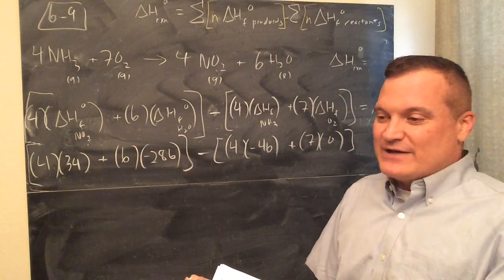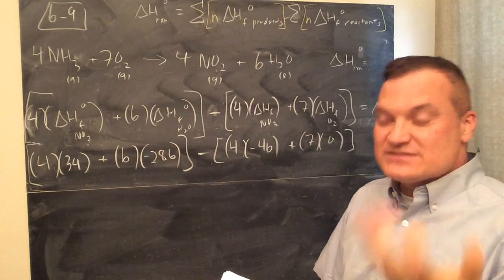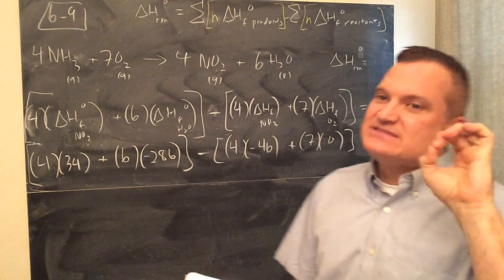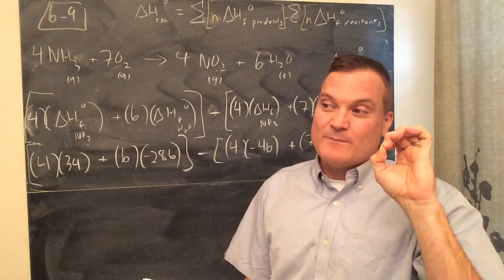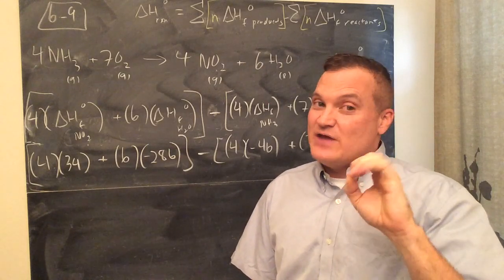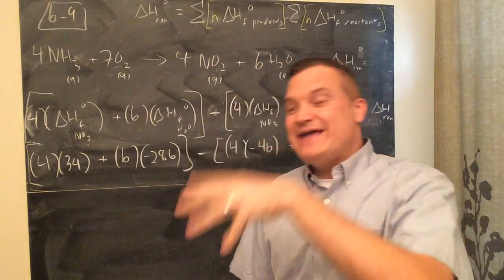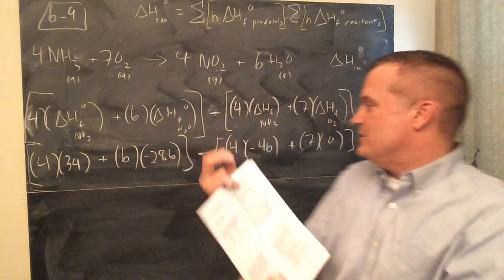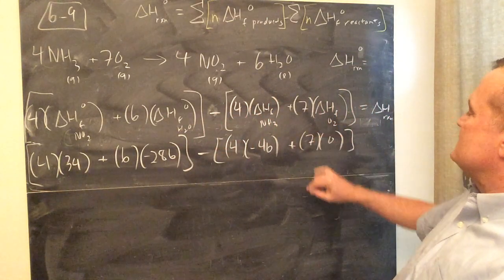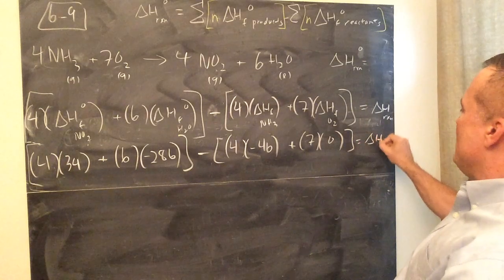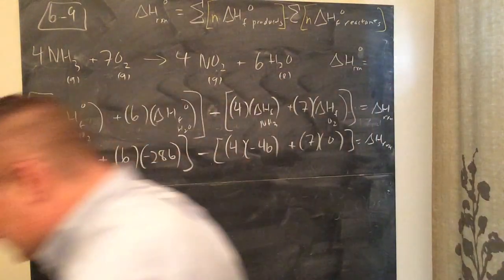At room temperature, metal would be a solid. So that means 0 would be its delta H of formation for iron solid. Now, if you have iron liquid or iron gas, then there'll be a number there for you. So anything in its standard state is 0. So now we just have to do the math for this.